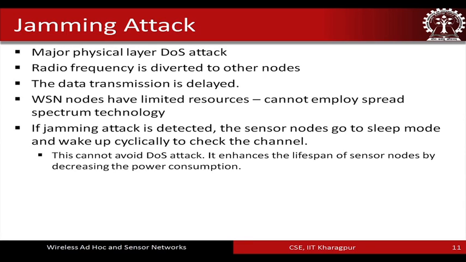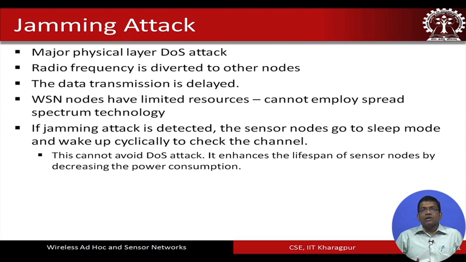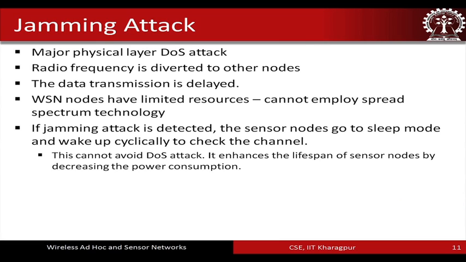Essentially, a high frequency, high powered attacker comes and sends signals at high strength into the network, because of which the existing communication taking place between the different nodes is affected. That diverts the data that was originally being sent between the different nodes in the network, and the overall transmission also gets delayed.